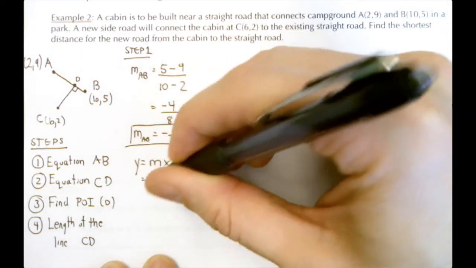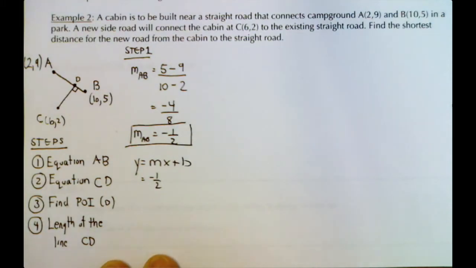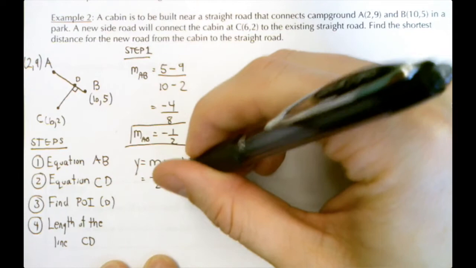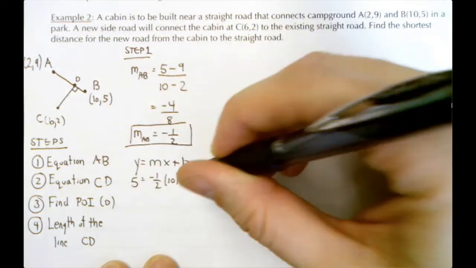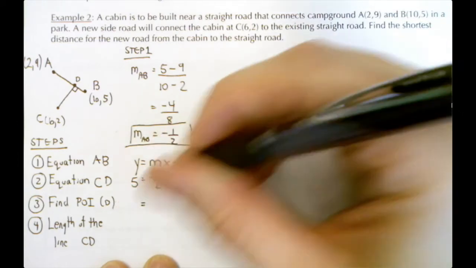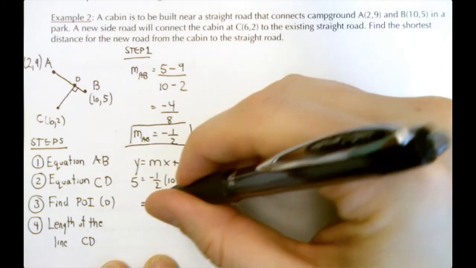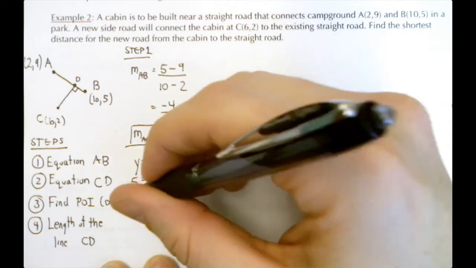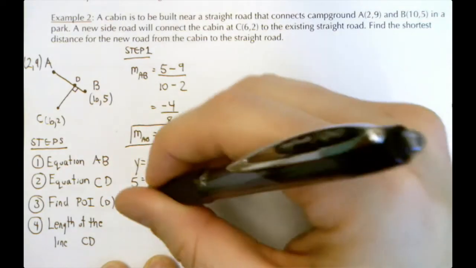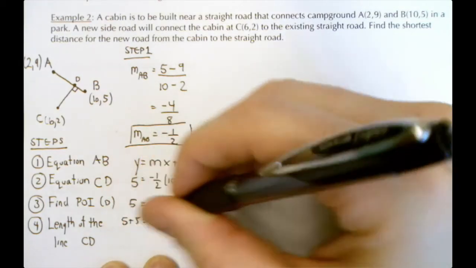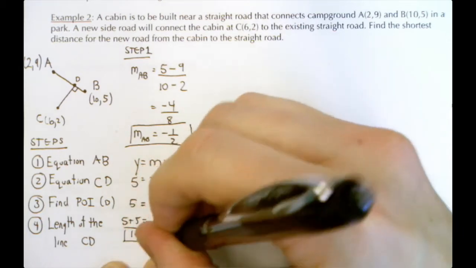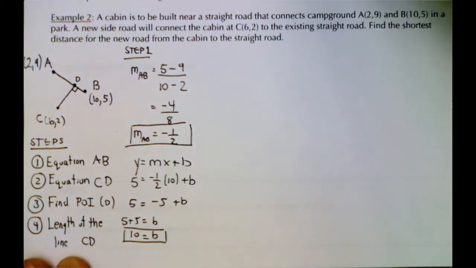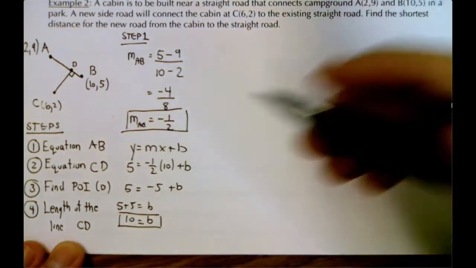Slope is negative 1/2. I'm going to pick, maybe let's do point B, 10, 5. 10 for x, 5 for y. Negative 1/2 times 10 is negative 5. Bring the 5 to the other side, we get 5 plus 5. 5 plus 5 is 10. So there we have m and b.